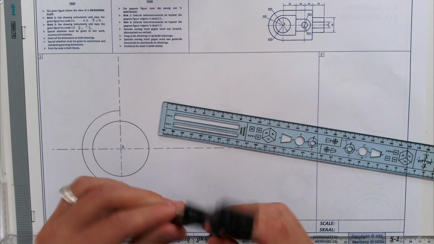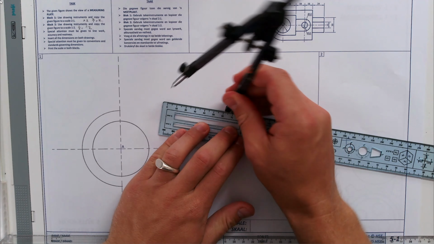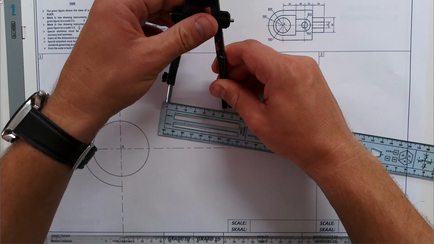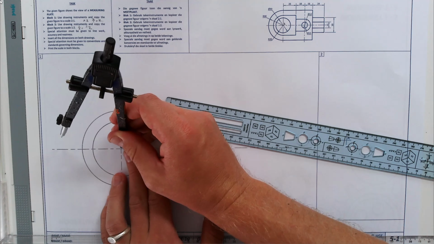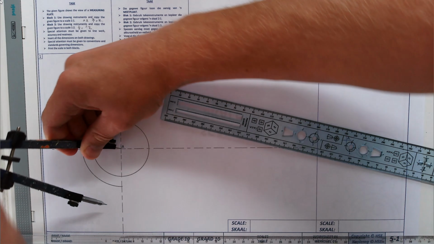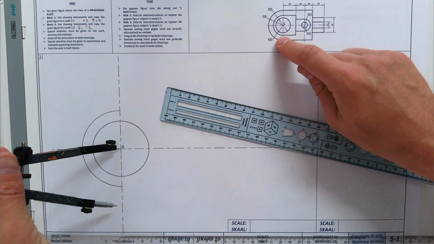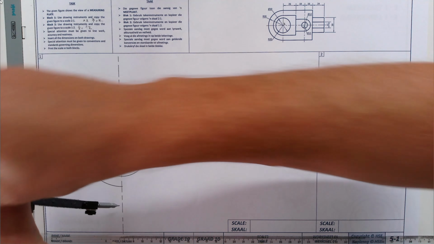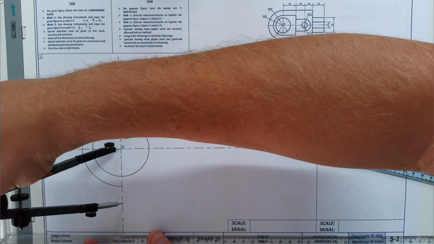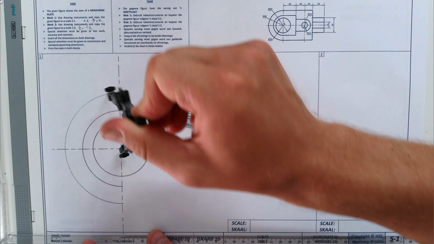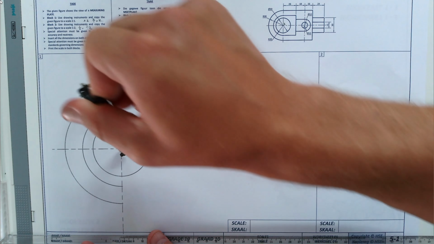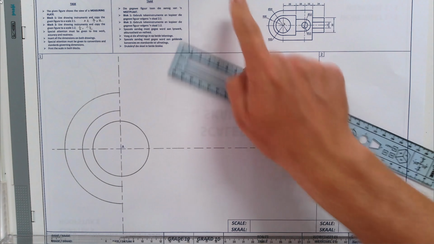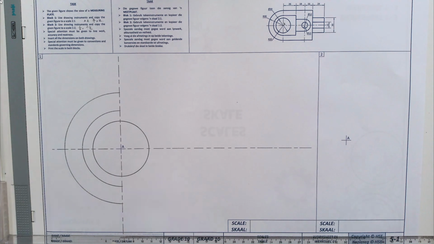The next one is a radius 30. 30 times 2 is 60. Set your compass to 60. Sharp point at A. And the half circle is only from the center line to the center line. Put that in, nice and solid, as seen on the given information.